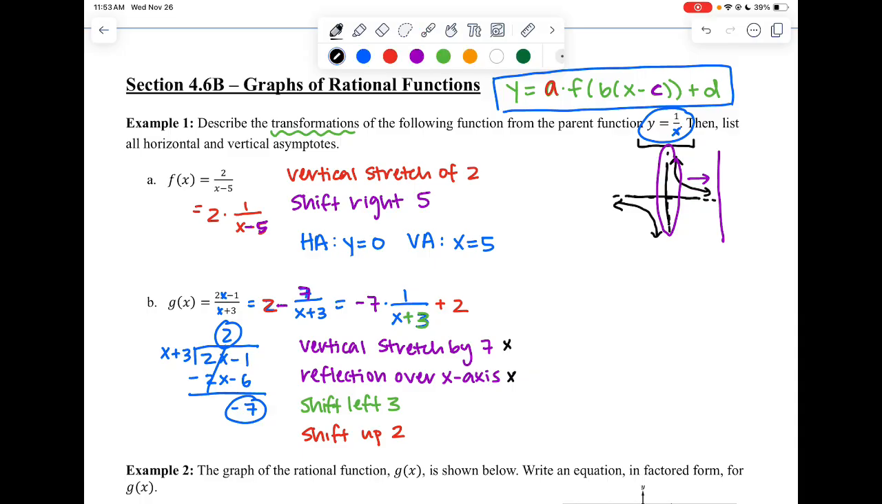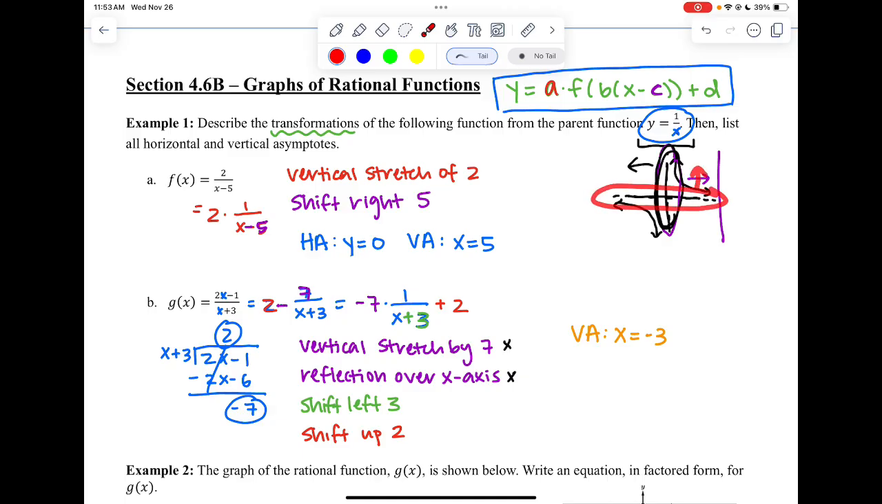I think those shifts though are going to change those. By shifting left 3, that's going to take where our vertical asymptote is and move it to the left. So my new vertical asymptote is going to be at x equals -3. And then by shifting up 2, it's going to take where that horizontal asymptote is and shift it up 2. So my horizontal asymptote will now be at y equals 2.